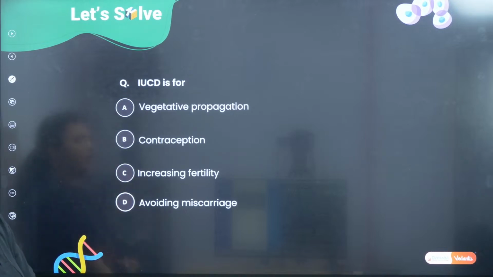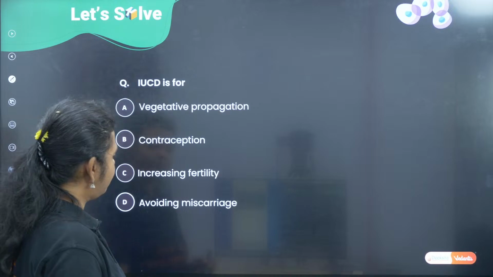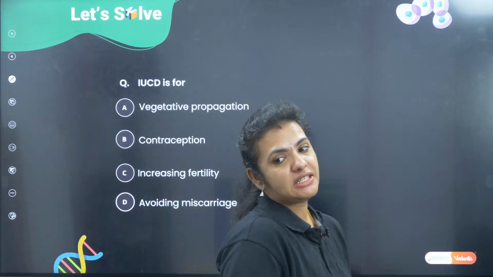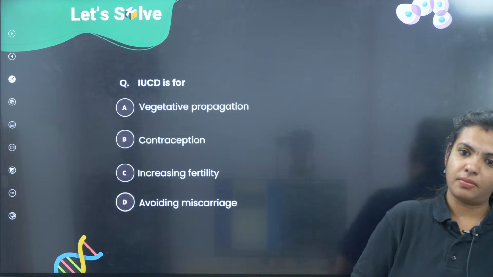All right, IUCD is for vegetative propagation, contraception, increasing fertility, avoiding miscarriage. So, what does IUCD stand for?